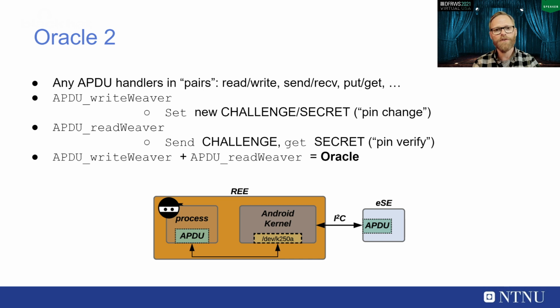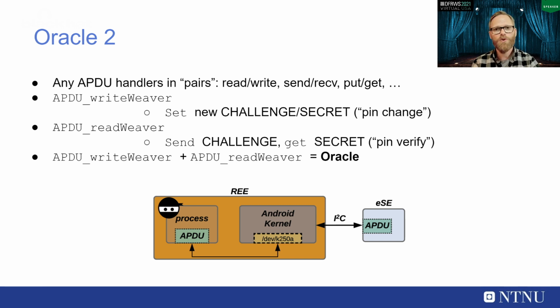APDU write weaver is used when you set a new screen lock or change your screen lock on the mobile device. Then, of course, a new challenge and secret is generated, and this is sent to the secure element chip for storage. So you can verify this challenge when you try to verify your screen lock, by using the APDU read weaver. Any attempt you make on the screen lock will end up in a challenge, and this challenge will be sent to the secure element chip and verified against the challenge set by APDU write weaver, and then you get the secret back.